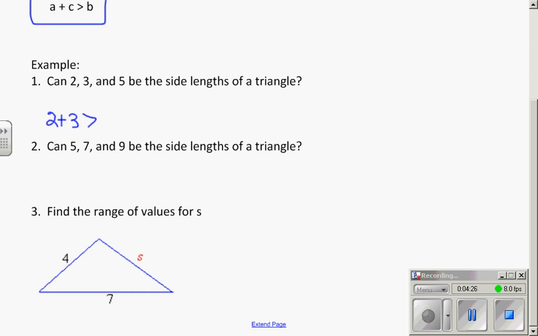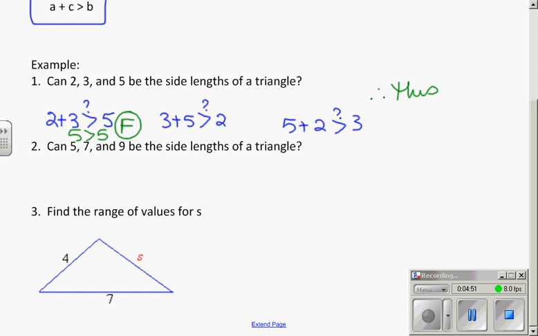So we run through, is 2 plus 3 greater than 5? Is 3 plus 5 greater than 2? And is 5 plus 2 greater than 3? This very first one, 5 is not greater than 5. It's equal. That is false. So therefore, this cannot form a triangle.